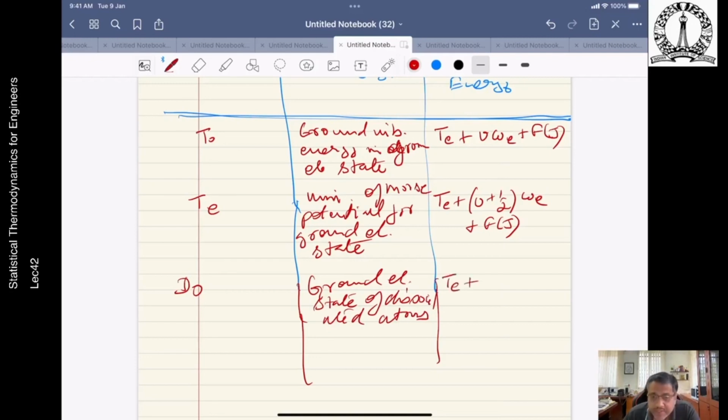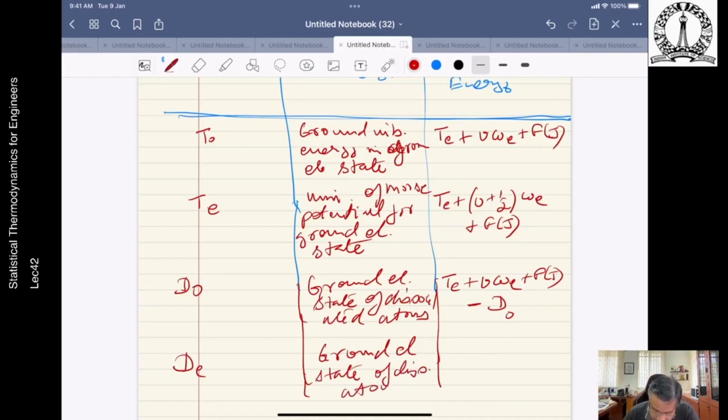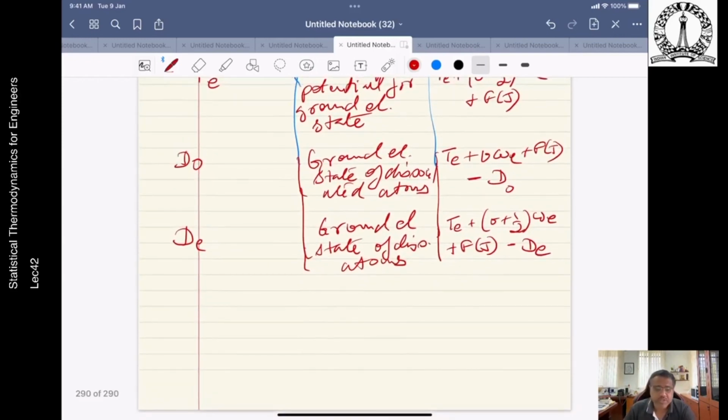So this is Te plus half omega E plus Fj minus D naught. And then there is of course De, which is also the ground electronic state of dissociated atoms. So this is Te plus Fj minus De. Okay, so there are varieties of options.